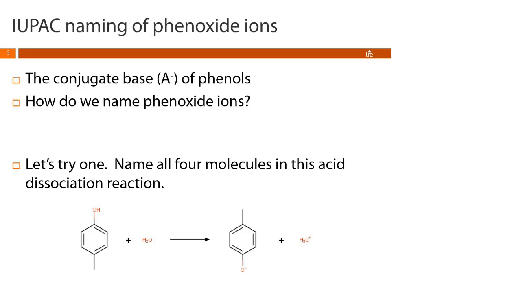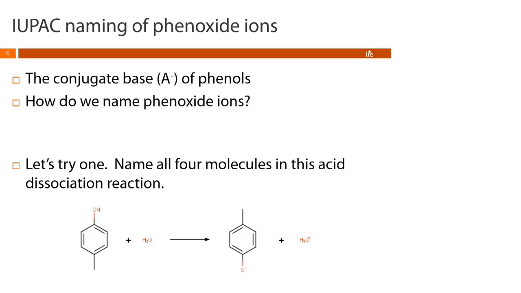Phenols and carboxylic acids act as acids. Amines act as bases. Okay, so since this is such an important concept and it's going to keep coming up over and over again in this class, we need to know how to name the conjugates of these functional groups that can act as acids or bases. So let's start with phenols.